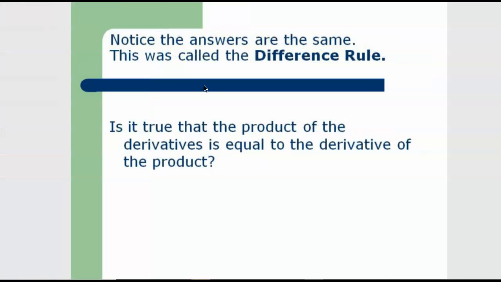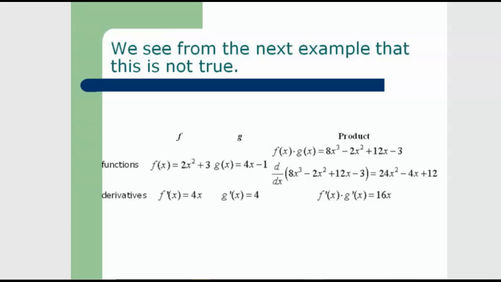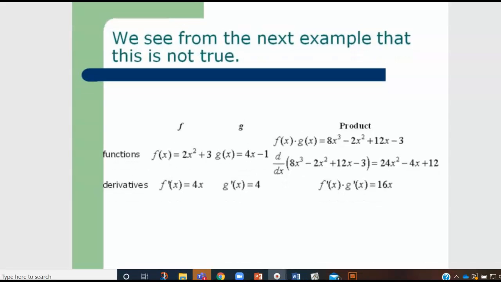All right. So is it true that the product of the derivative is equal to the derivative of the product? Let's think about what that statement is really asking. Is it true that the product of the derivative would be equal to the derivative of the product? The answer in this case needs some verification.